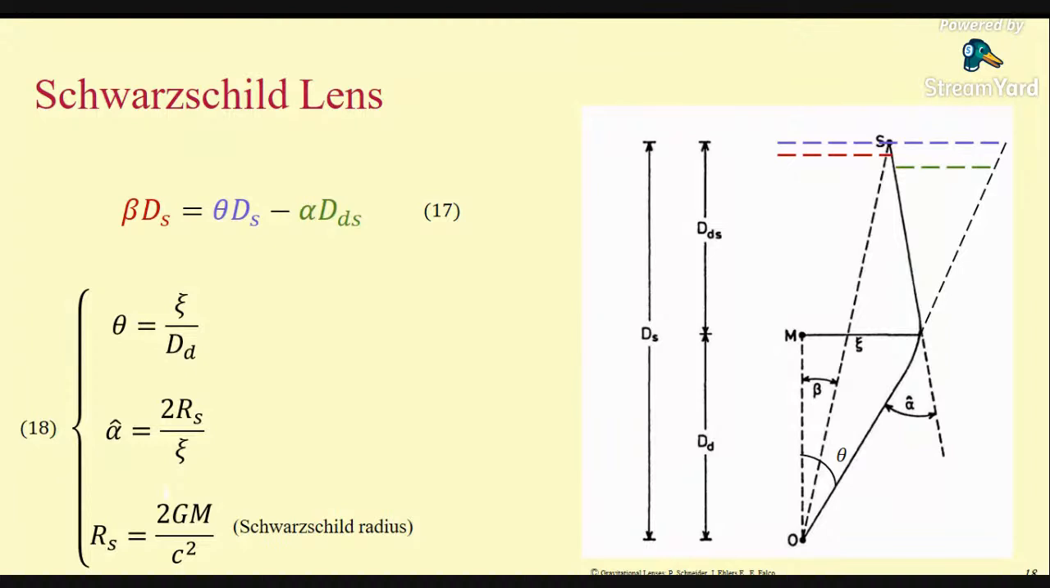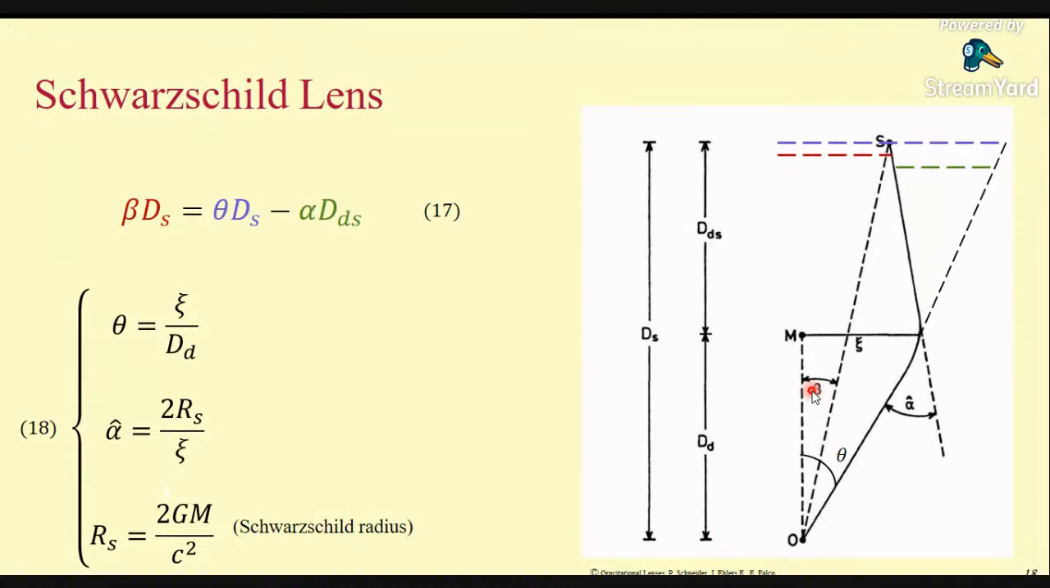Schwarzschild lensing system is the simplest one. That's why we are going to check it. The gravitational lensing geometry for a point mass lens M, that is our lens, is at the distance dd from our observer, and our source S is at distance ds from our observer, with angular separation beta from the lens.